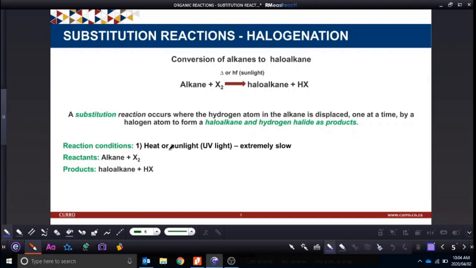So like I said, what are the reaction conditions? Again, remember, reaction conditions are very important. We use heat or sunlight, and this reaction is extremely slow. So the reactants are alkanes and halogens, which form haloalkanes and a hydrogen halide.